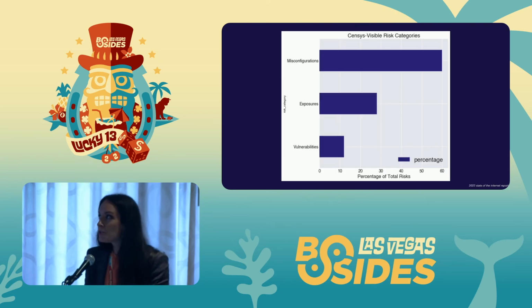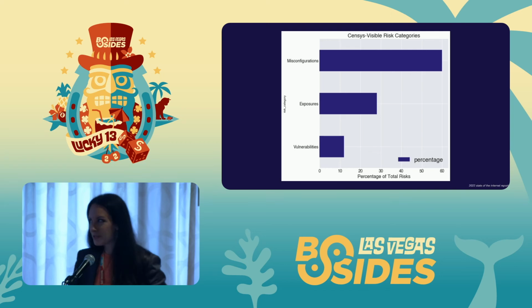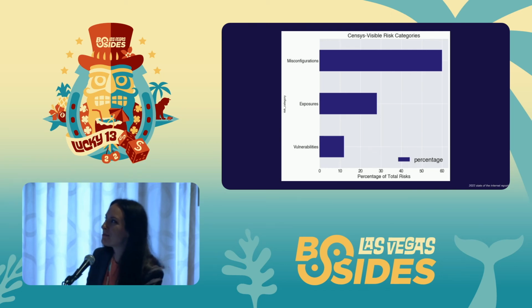Okay, so here are the numbers. I gave a little suspense there, hopefully. Here are the numbers for the different categories of risk that we see and the relative percentages they make. So for those of you who said misconfigurations were the top thing on the internet, congratulations, you are correct. They represent about 60% of the risks that we see on the internet. Exposures are 28% and vulnerabilities are 12%.